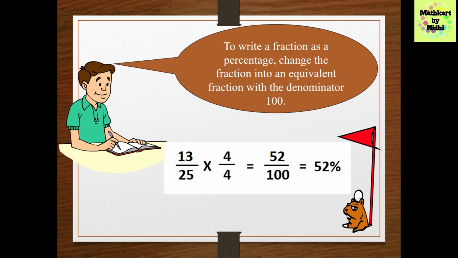Next is 13 upon 25. Here also 25 can be converted into 100 by multiplying by 4. 25 fours are 100. So we are multiplying the denominator by 4, and we will multiply the numerator also by 4. 13 fours are 52. So it will be 52%, because we are removing the per 100 and replacing it with the percent sign.